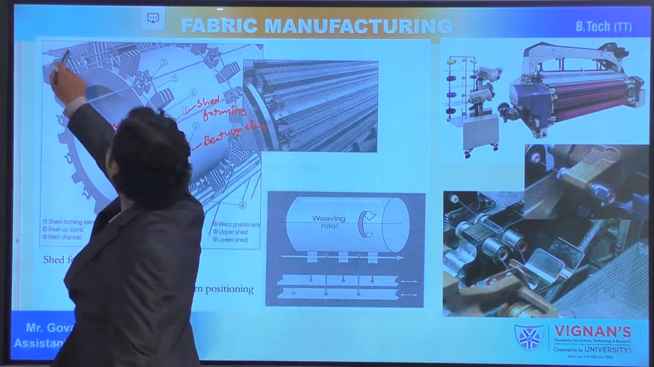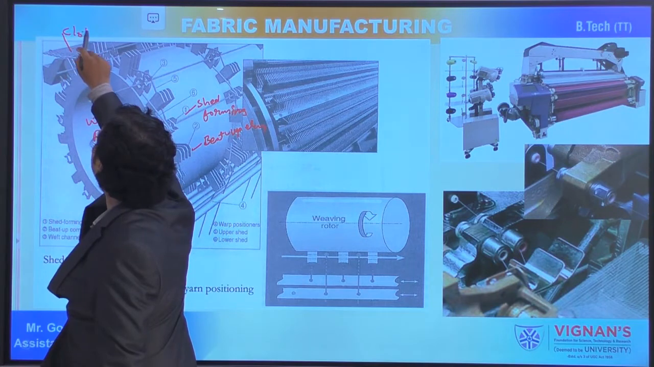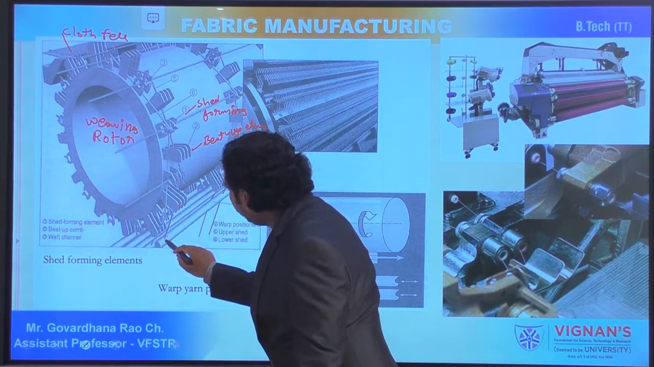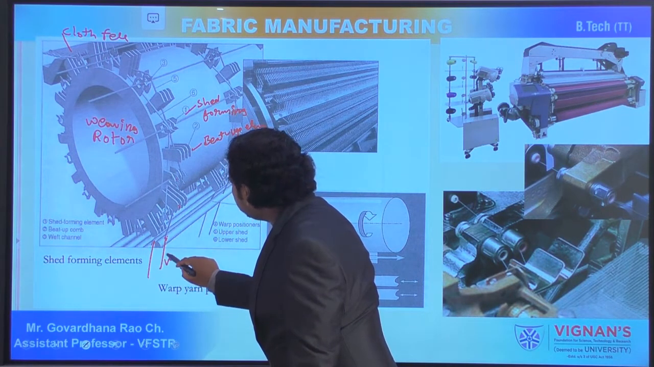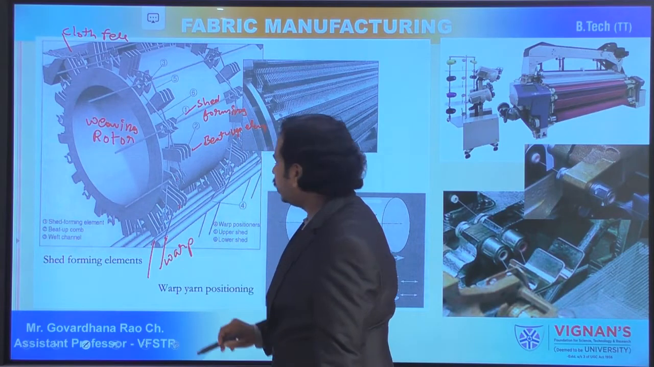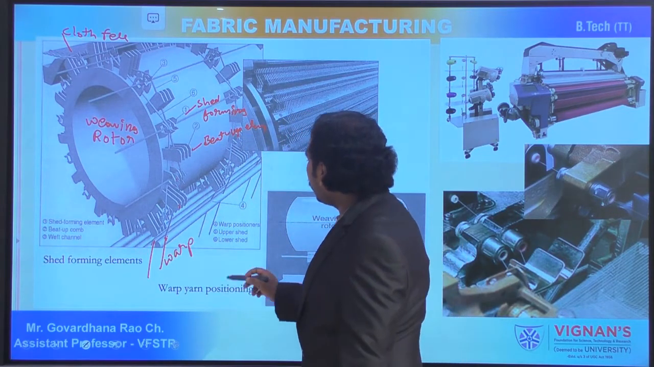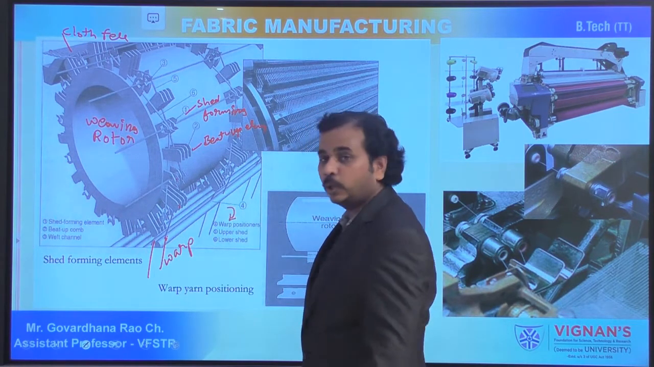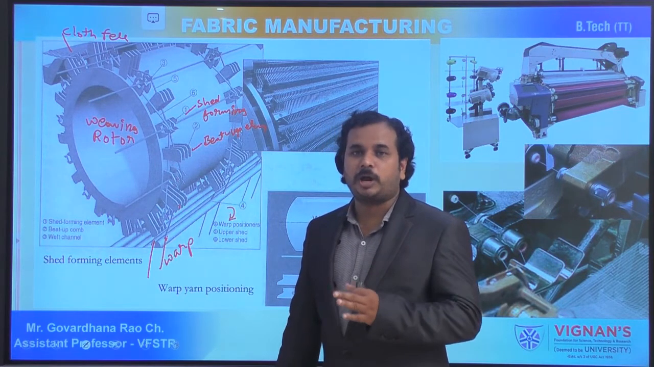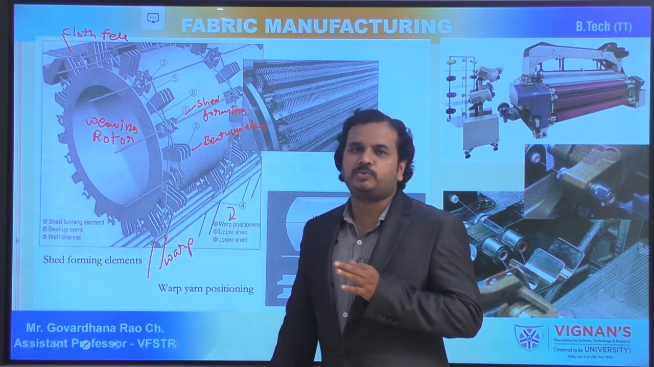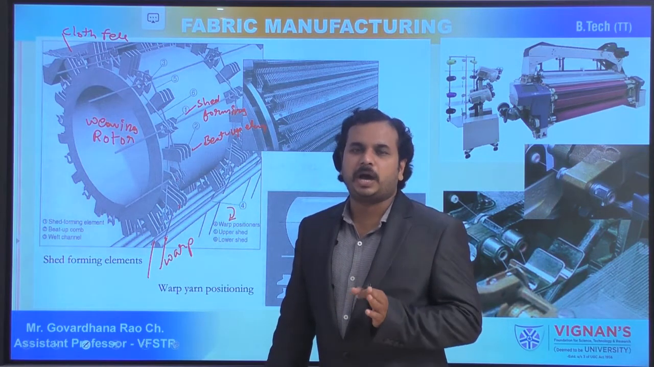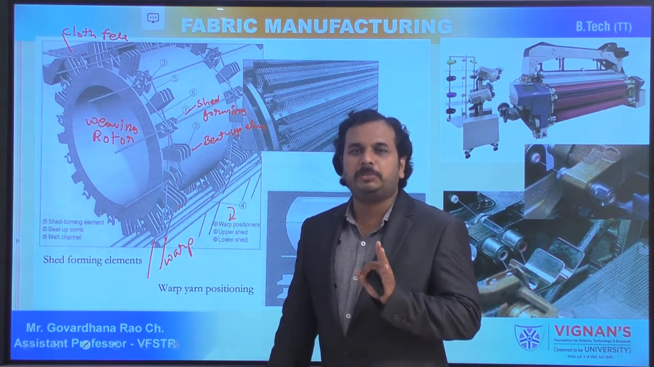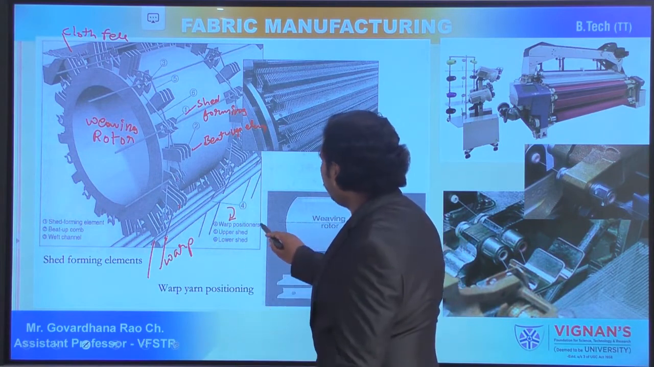You can see here, this is your cloth fell, or fell of the cloth, and your warp is coming here. These are the warp threads, or you can say the warp sheet. Now here you can see the fourth one, that is called warp positioners. With the help of these warp positioners only, it is decided whether the warp yarn will form the top shed or bottom shed. So these are very important.